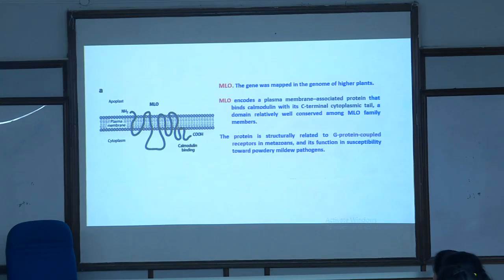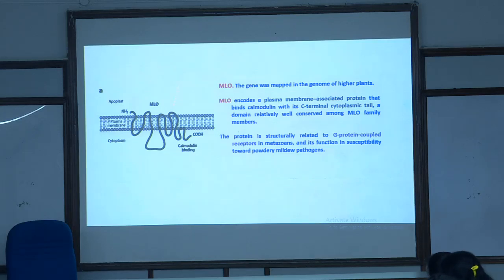And this is a typical MLO. The gene was mapped into the genome of higher plants. MLO encodes a plasma membrane associated protein that binds calmodulin with its C-terminal cytoplasmic tail. Here is a calmodulin binding domain that is relatively well conserved in many of the MLO family. And this protein is structurally related to G protein coupled receptors in metazoans and functions in susceptibility towards powdery mildew in a number of plants, right?